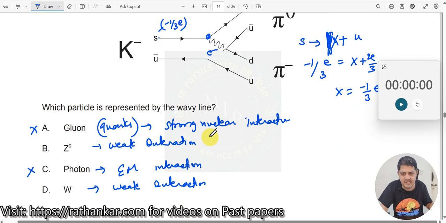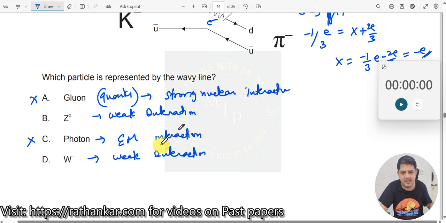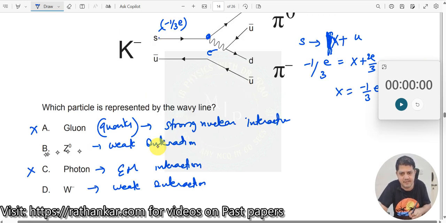When you say it's a negative charge, which one will be responsible here? See, which one will be responsible here? This definitely is not responsible. So this should be the right answer. W minus is the correct answer.